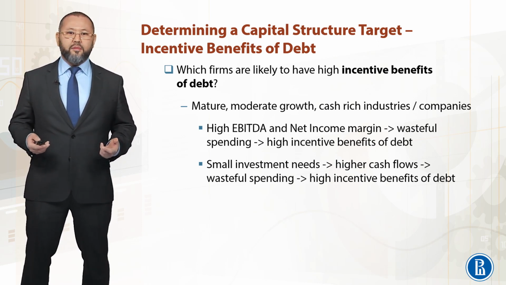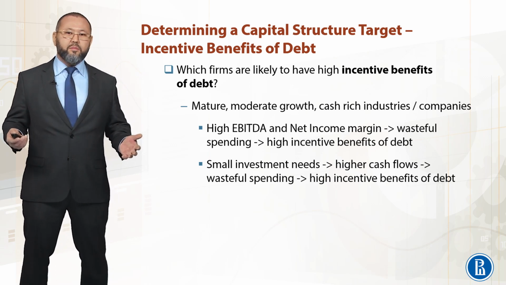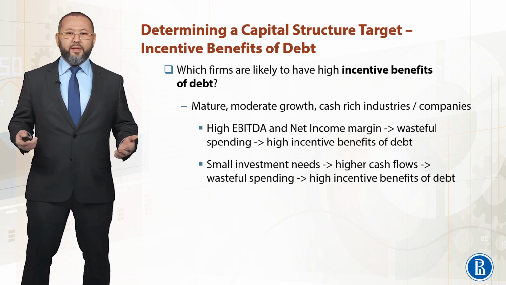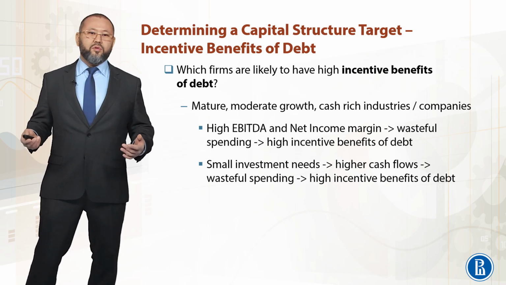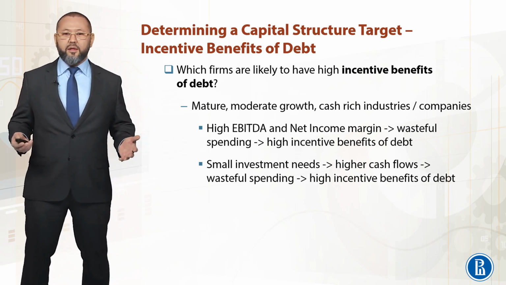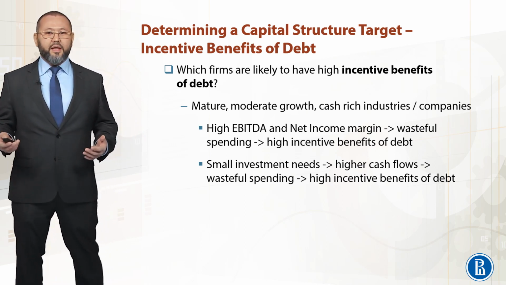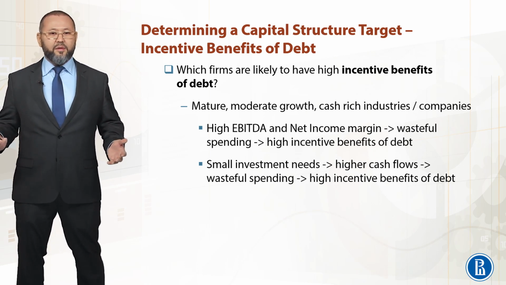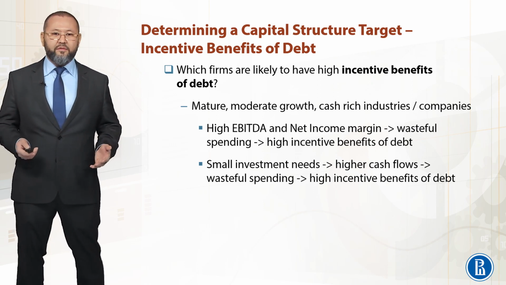So which firms are likely to have high incentive benefits of debt? It's mature, moderate growth, cash-rich companies or industries. And for our company, we have high EBITDA and net income margin. That means that managers can make wasteful spendings, and therefore we have high incentive benefits of debt. Our firm has small investment needs. It is a mature company, and therefore we have higher cash flows, and managers can make wasteful spendings. Again, that gives high incentive benefits of debt.